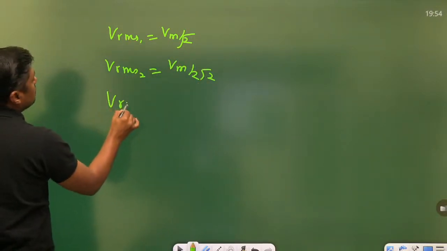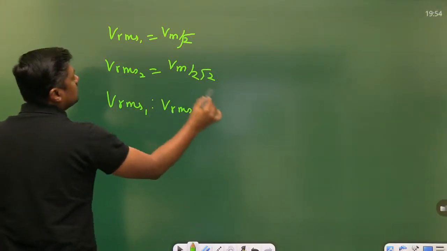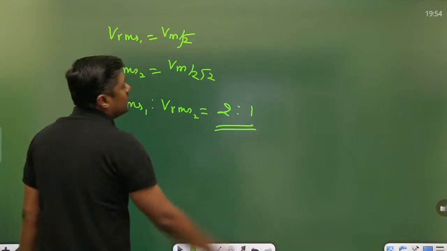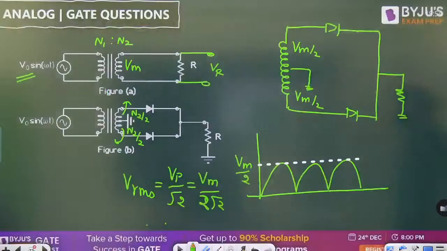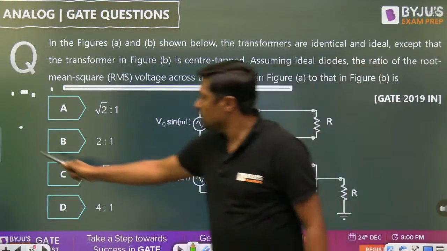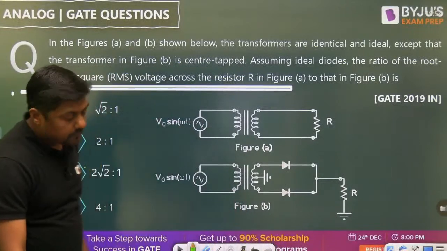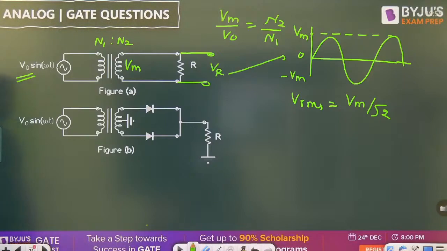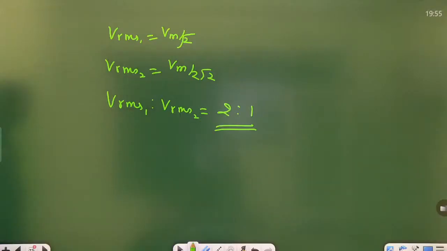Divide these two. It will become 2:1. The first one is 2 times the second one. That is the ratio of the root mean square voltage in figure A and in figure B. So this is the 2:1 ratio. So this is center tapping. Remember this one. So this is solved, 2:1.